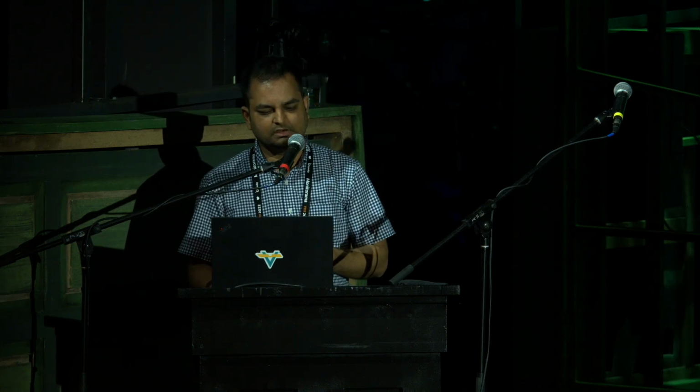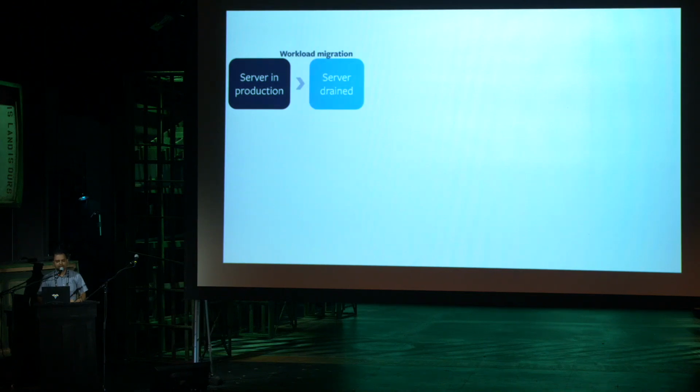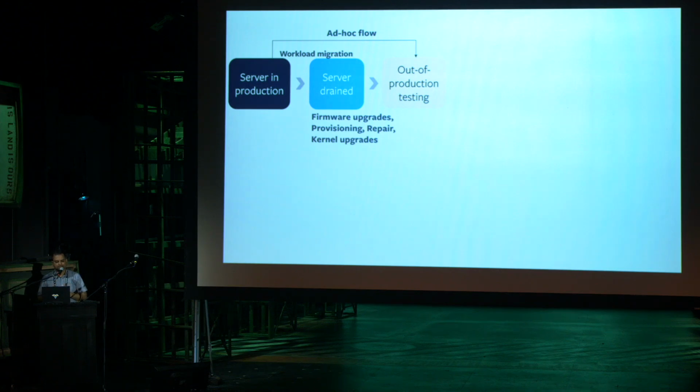The first one is Fleet Scanner. I've created a state machine animation here for you to visualize what happens within a live fleet when a server goes through this flow. There's a server in production, and we do workload migration and the server is drained. More often than not, this draining happens because you're doing firmware upgrades, provisioning, a repair, or a kernel upgrade. So you're basically piggybacking on maintenance flows, and we execute out-of-production testing.